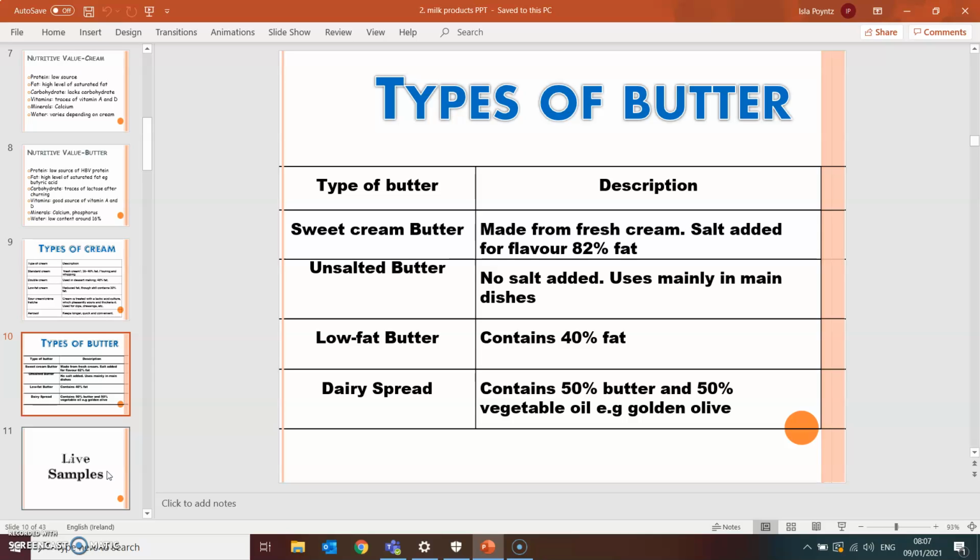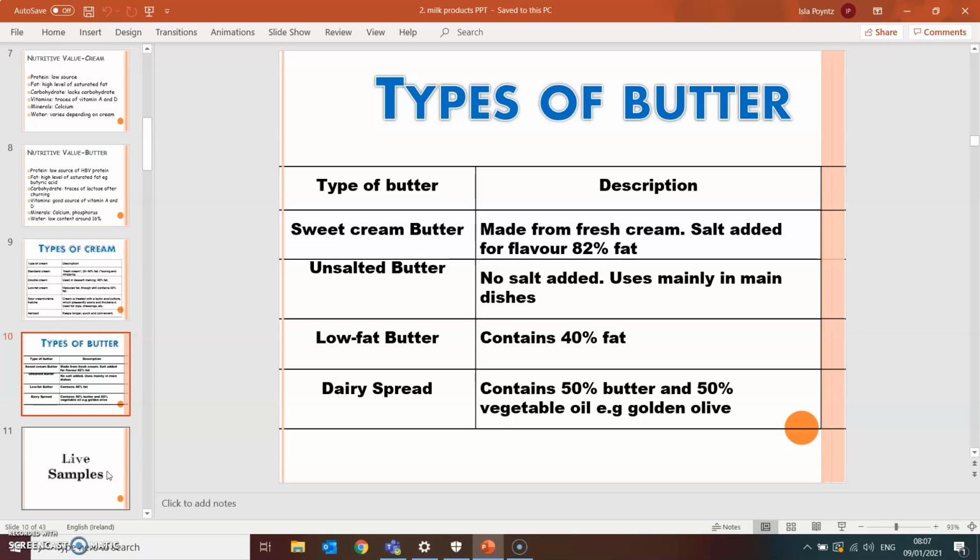Unsalted butter then we sometimes use for baking. It comes in a silver packet, but it has no salt added. But it's the same as the other one, but it's used mainly for sweet dishes, I would say, as well. I would use it for making things like truffles and chocolate dishes, maybe chocolate fondant or something like that. Low-fat butter then has about 40%, so half the fat.